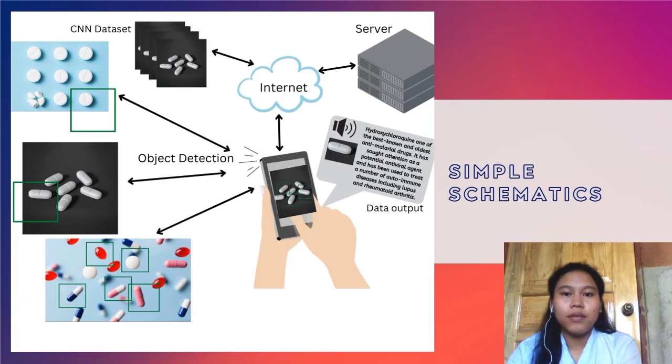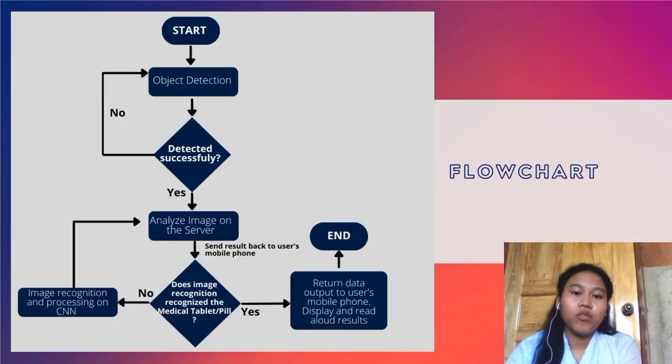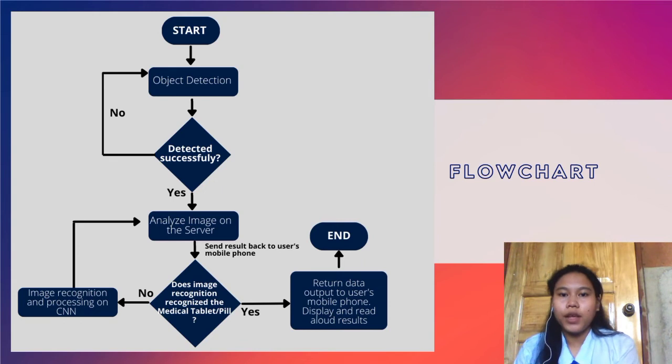This is a simple schematic and flowchart that I designed that will show how the solution works. A mobile phone camera will be used for object detection. If there is no object detected, then keep scanning until an object is detected successfully. The successfully detected object is then forwarded and analyzed on the online server through the mobile network. CNN, or convolutional neural network, is mainly used here for image recognition and image processing. This algorithm will identify the object, which is the pill or tablet, in the image. After identifying the object and analyzing its identity and description, output data will be sent back to the user's phone, thus displayed on screen and read out by TTS technology.